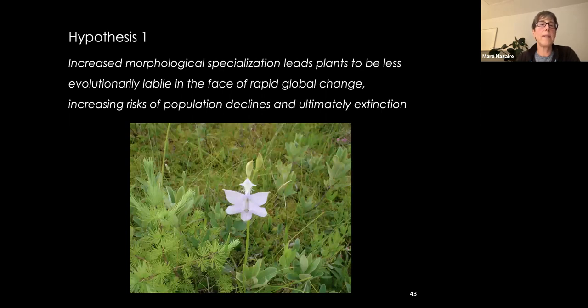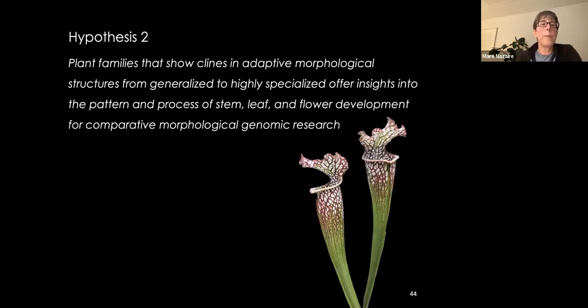One hypothesis that the TCN hopes to address is that increased morphological specialization leads plants to be less evolutionarily labile in the face of rapid global change, increasing risks of population declines and ultimately extinction. A second one: plant families that show clines in adaptive morphological structures from generalized to highly specialized offer insights into the pattern and process of stem, leaf, and flower development for comparative morphological genomic research.